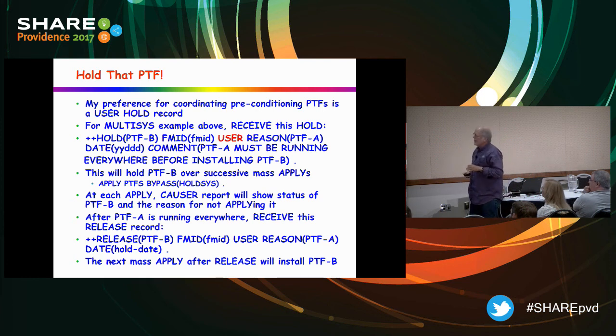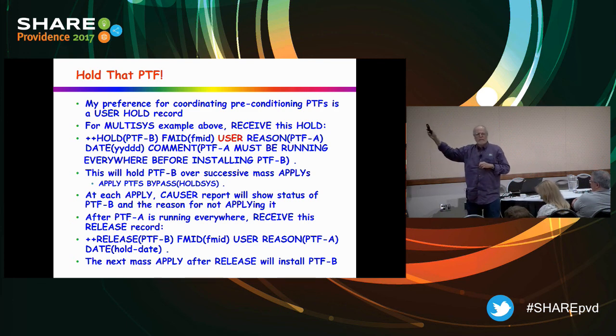So for example, we had PTF A and B. A has to be everywhere before B goes on. So you create a hold record that looks just like this: hold PTF-B, whatever it actually is, and the FMID, because that's required for a hold, and then the keyword user. Because it's user, SMP, IBM will never get involved with this. IBM will never issue anything that would have to do with this because it doesn't do user guys, it only does system guys. And for a reason, you can put in whatever you want.